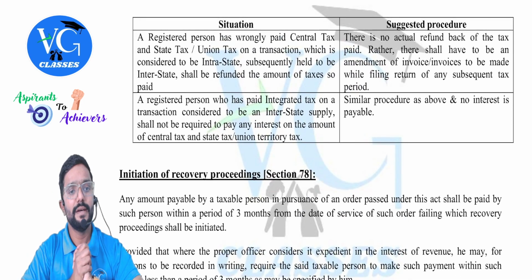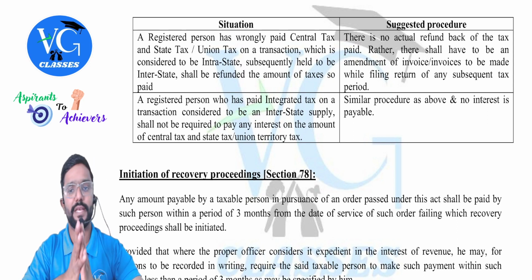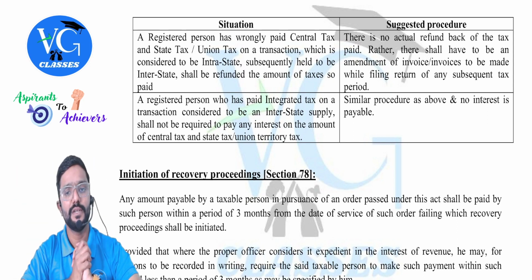Situation 1. A registered person who has wrongly paid central tax and state tax or union territory tax on a transaction which is considered to be intra-state, subsequently held to be interstate, shall be refunded the amount of taxes so paid. Okay. This is how it is there. But the suggested procedure is that there is no actual refund back of tax paid.